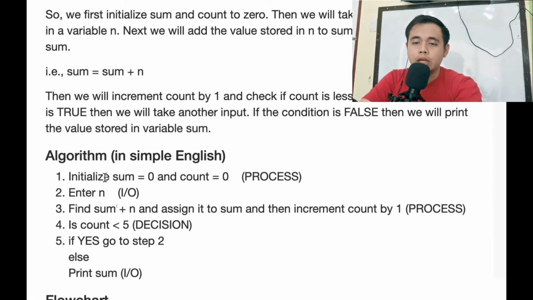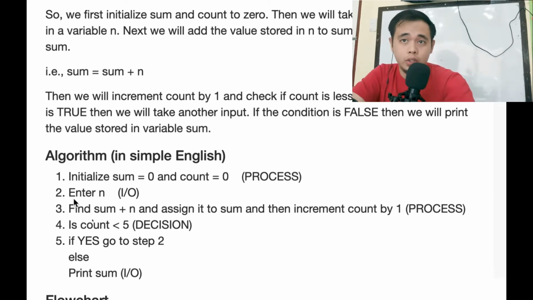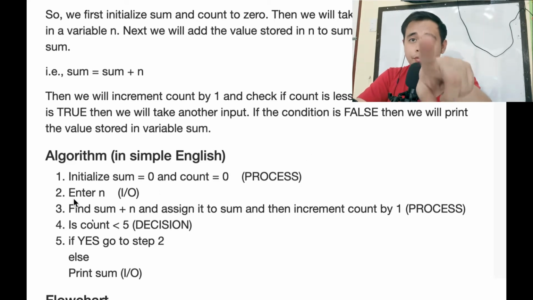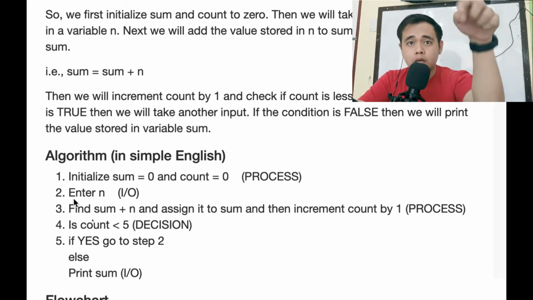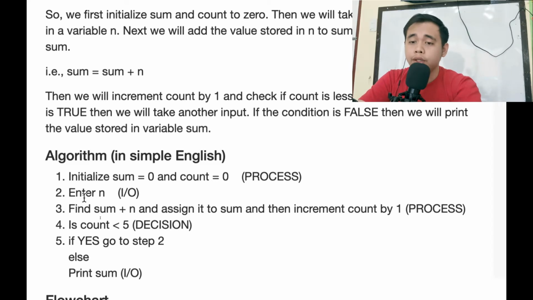First, we need to initialize sum to 0 and count to 0. That is a process, so initialization is also a process. If you still remember what the shape for process is, please comment down below. Then enter n. This is a number given to you, so it's an input and output. Find sum plus n and assign it to sum. Then increment count by 1. When we say increment, you add 1 to the initial value. So from 0, it will be 1, plus 1, plus 1, plus 1.